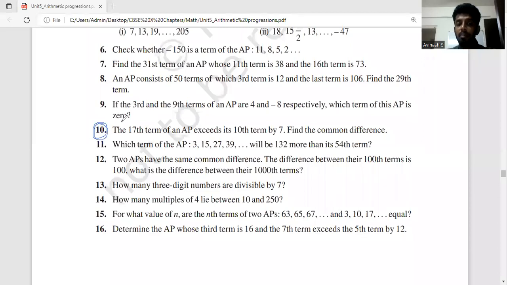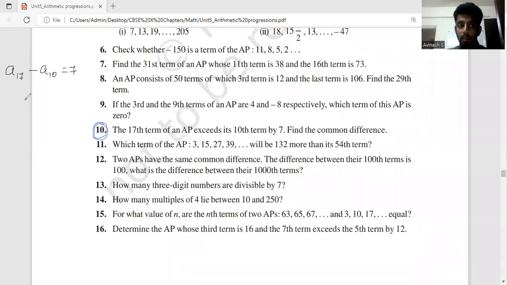Now the 17th term of an AP exceeds its 10th term by 7. It's quite clearly given. So this problem can be approached using two methods. One is the 17th term exceeds the 10th term by 7. We can write it like this, which means the 17th term is 7 more than the 10th term. That is the meaning of exceeds.